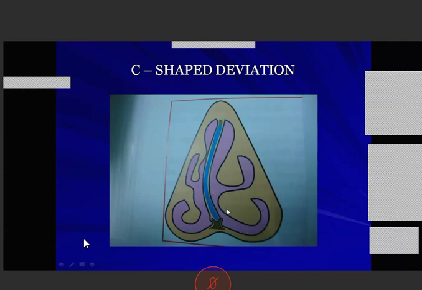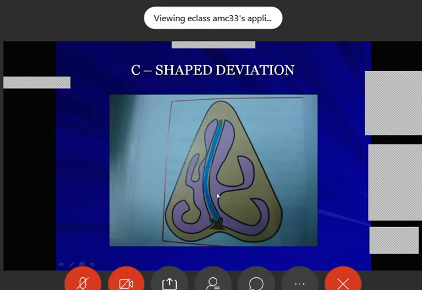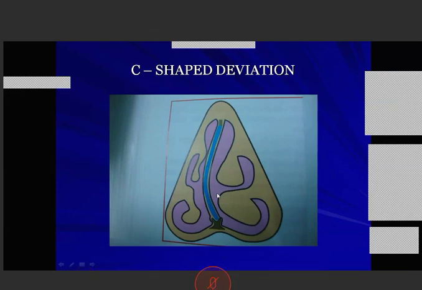Whenever you correct the deviated nasal septum and put it into a straight line, you need not correct the hypertrophy of the inferior turbinate; it automatically regresses. So the compensatory hypertrophy of the inferior turbinate regresses automatically when you correct a septal deviation. You need surgery when you do a surgery for a septal deflection.